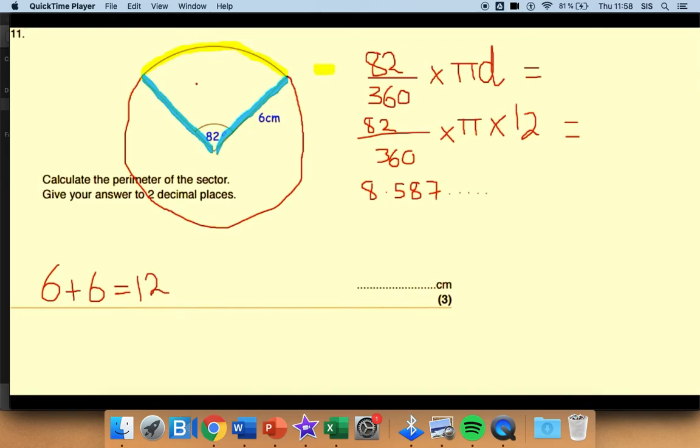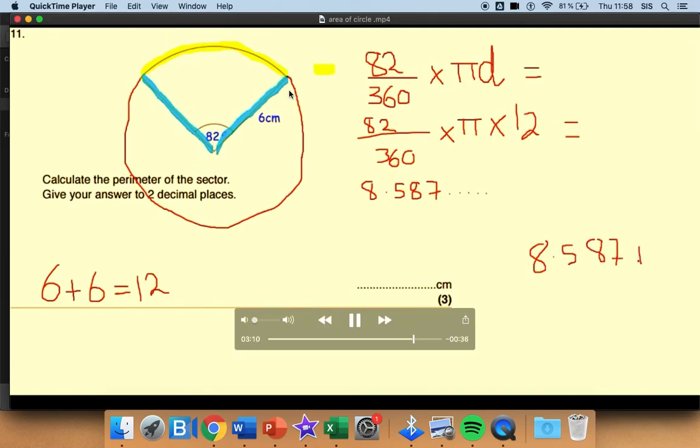Now these are pretty straightforward. There are 2 lots of 6s, so you add these together giving you 12s. So your final answer is combining the yellow section and the blue sections together. So this number plus this number will give us the final answer, which is 20.59, and this is going to be to 2 decimal places.